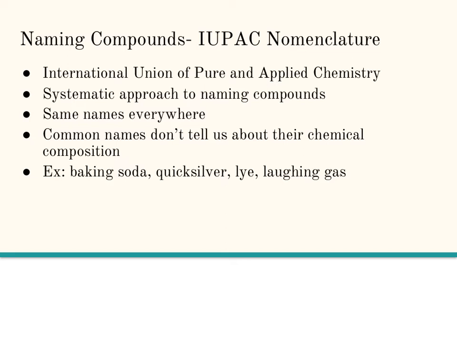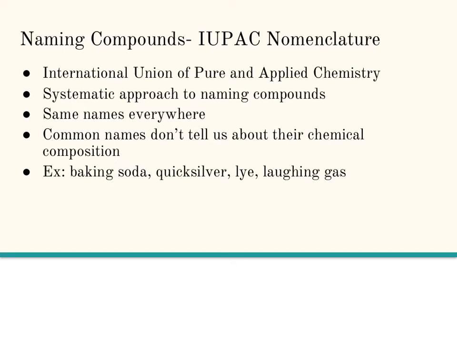Many of the substances we work with, especially in a first level chemistry course, have common names. Things like baking soda, quicksilver, lye, laughing gas, etc. The problem with common names is that common names do not tell us anything about the chemical composition of the substance. And as a chemist, that is what we are concerned about, the numbers and types of atoms that are found in a compound.